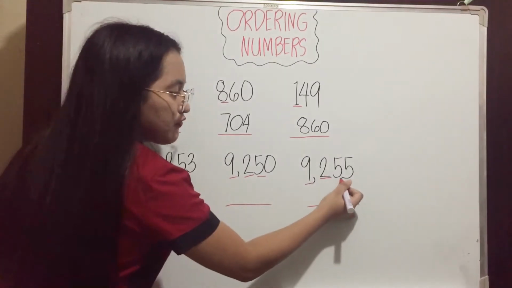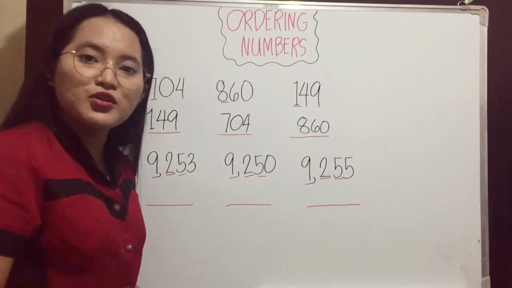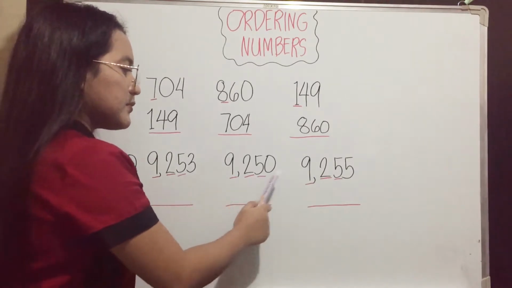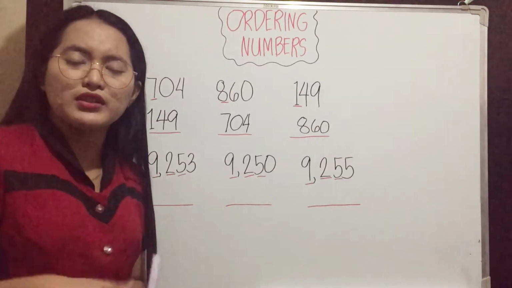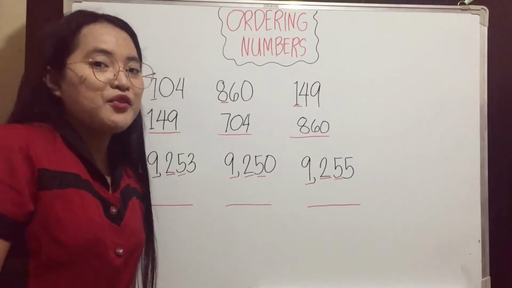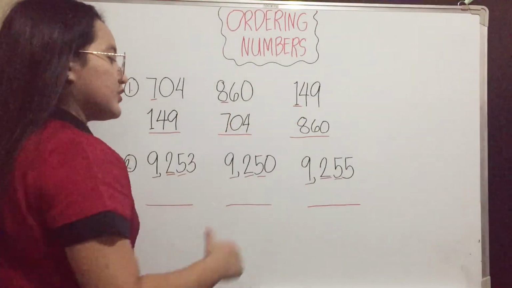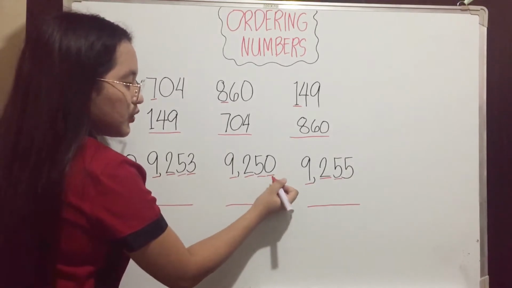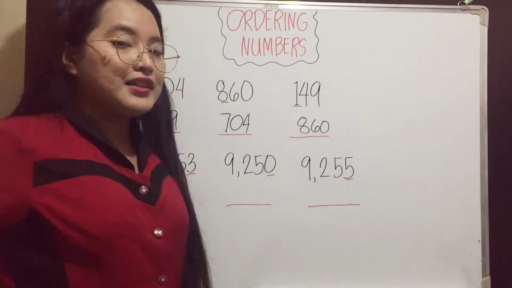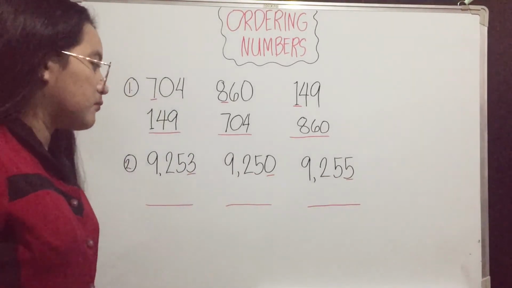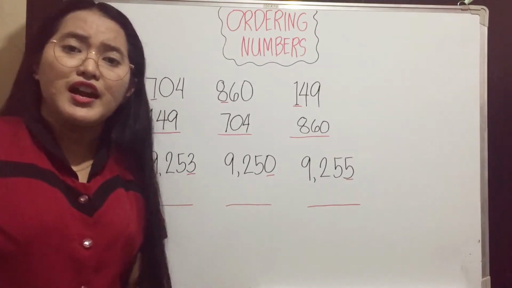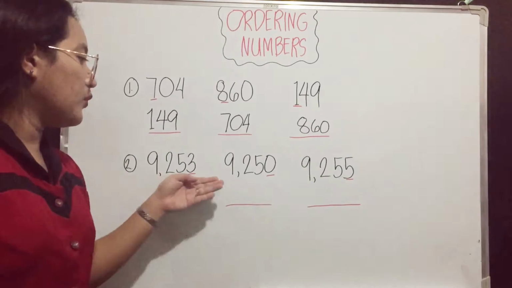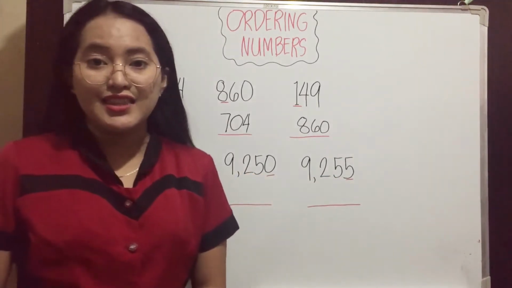555. Now, what did you observe? Very good. All of them still have the same number. So what are we going to do? Very good. We proceed to the next number. We have 305. Now, try to look at the last number because their last numbers are different. Therefore, we will observe their last number.